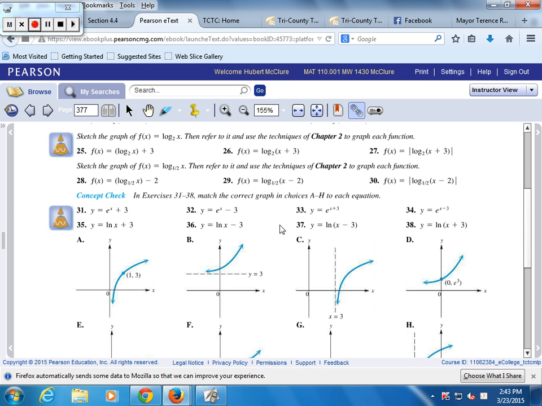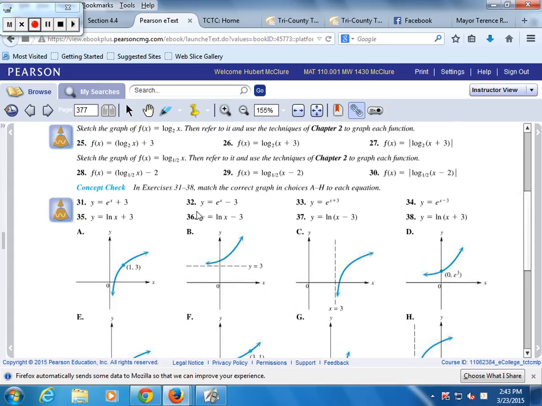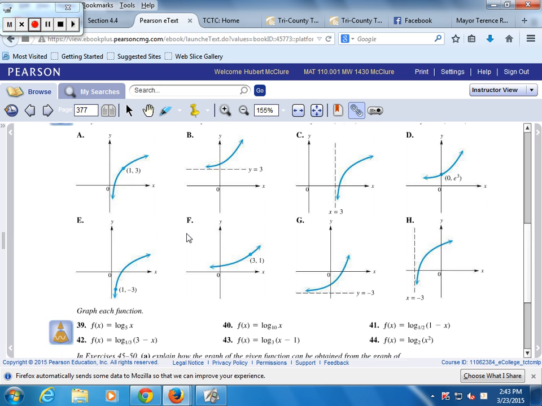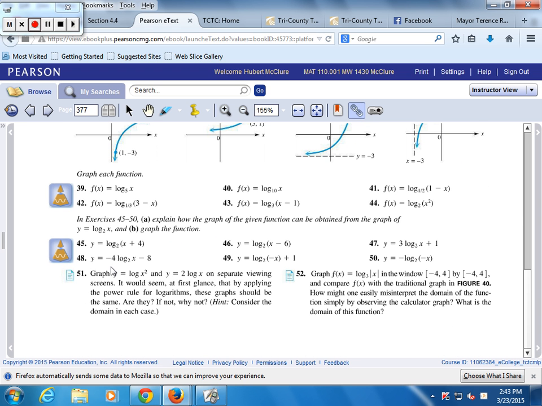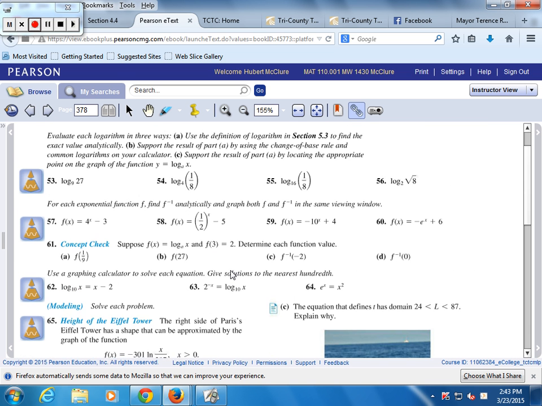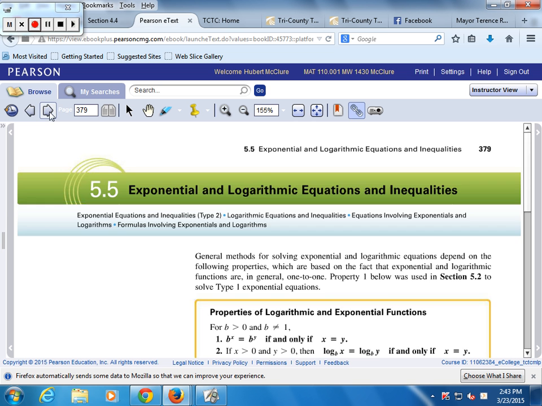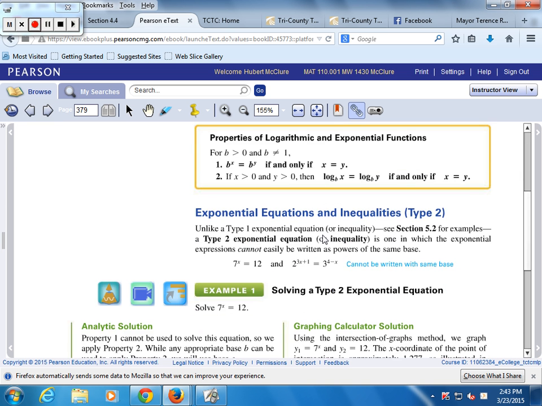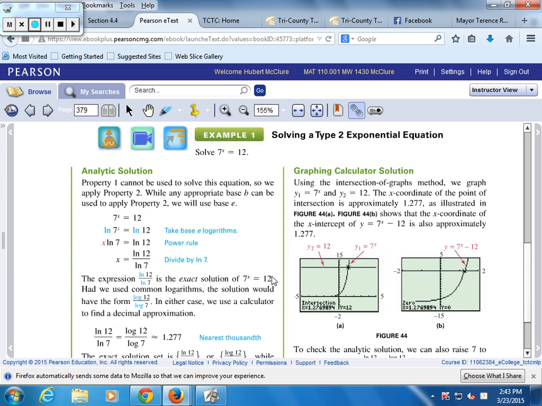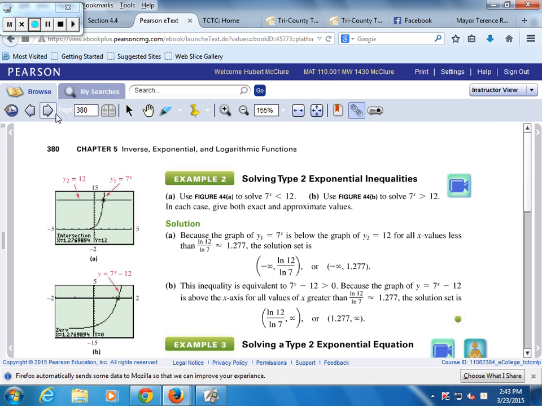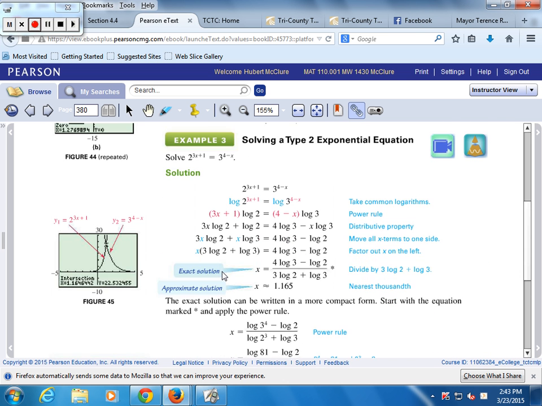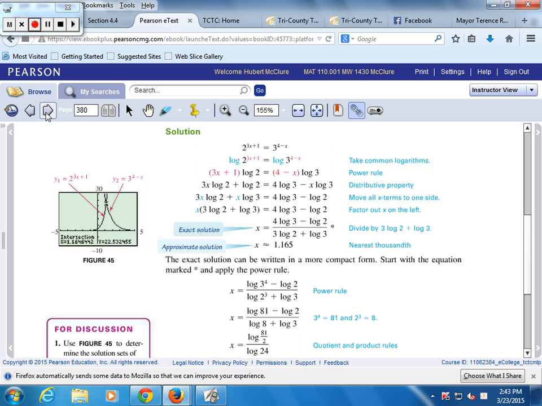Yeah, we did all those type questions. We did those. That's the definition of logarithm. Exponential equations, that's what we were doing, and we did all of those type equations.